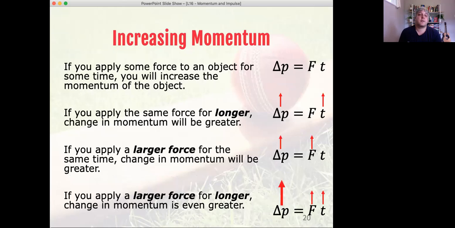If you apply a force to an object for some time, you're going to increase the momentum. If you apply the force for longer, you increase t. That means you're going to increase the momentum as well. If you apply a larger force, that would increase momentum as well. But if you apply both a larger force and a longer time, then the momentum change would be even greater.